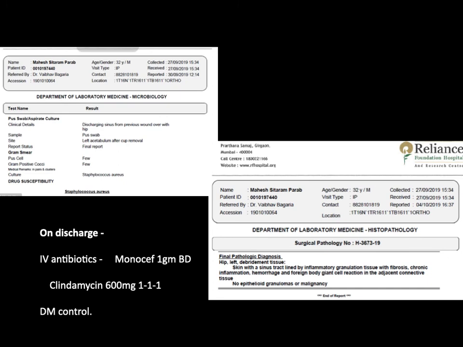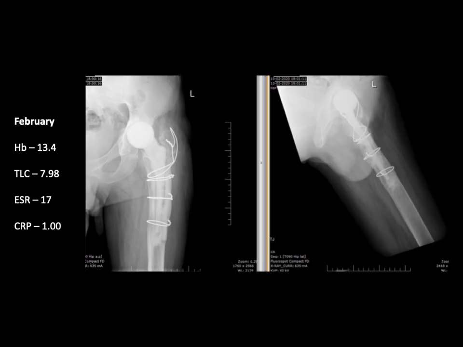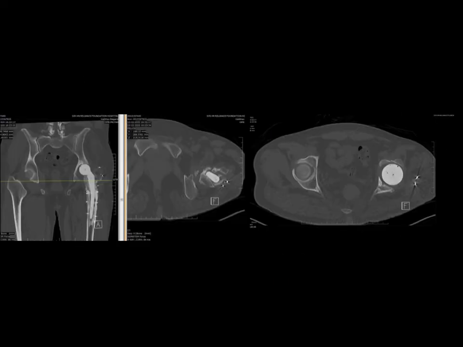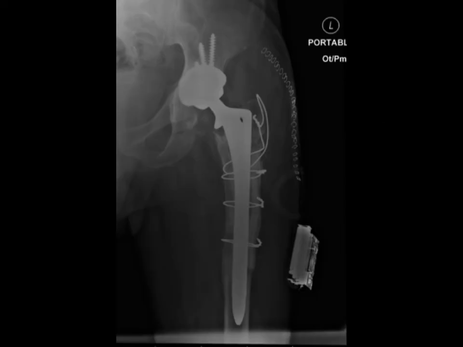We got the diabetes under control. Three months later, we got the blood work done. He was asymptomatic. The sinus tract had healed. The CRP and ESR had come to normal. We got a CT done to evaluate the bone stock and the bone condition, and then finally we revised this to a revision prosthesis. You'll see that device on the outside is a mini vac or a pico dressing, which I think is a great help once again in wound healing.